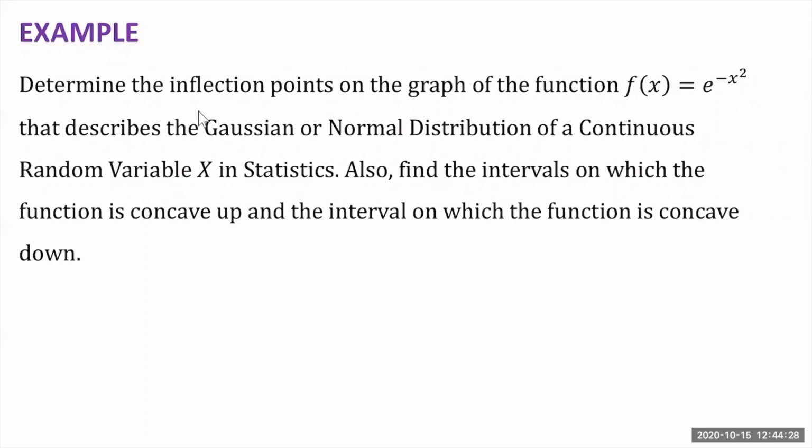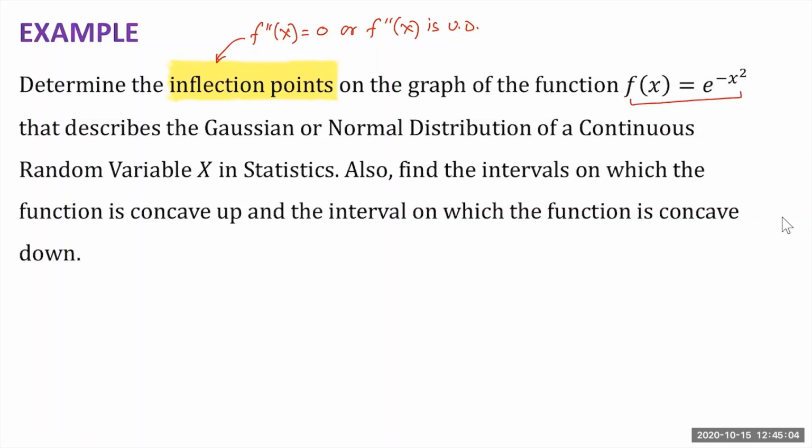Example, determine the inflection points. So again, we are looking for the inflection points. That is the points where the second derivative is 0 or the second derivative is undefined. So determine the inflection points on the graph of the function. Here is our function f of x equal to e to the negative x squared. That's our function. F of x equal to e to the negative x squared.